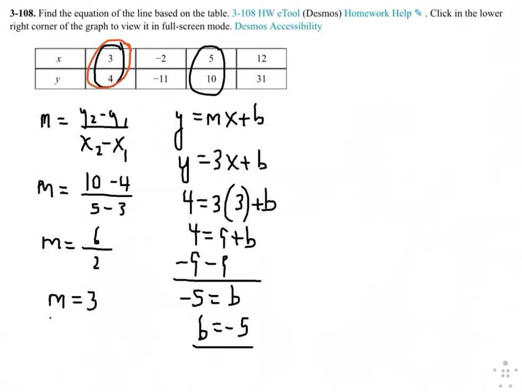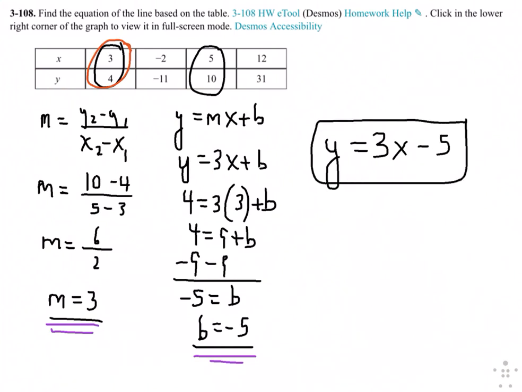So using this information and this, right? So we have two key pieces of information, the slope and the y-intercept. And now we can write the equation of the line. y equals 3x, 3 is the slope, plus b, but it's minus because it's plus negative 5, and we write that as minus 5. So y equals 3x minus 5 is the equation of the line represented by that table.